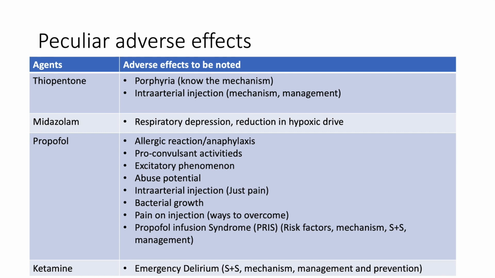Okay, bacterial growth, pain on injection, propofol infusion syndrome. This is what you need to know also in very great detail. The risk factors, the mechanism, the signs, symptoms, and also how to manage propofol infusion syndrome. Very simple, stop it, okay, and support the organs. For ketamine, emergence delirium, know about the signs, symptoms, the patient's habit, the mechanism, how it actually causes emergence delirium, the management and its prevention.